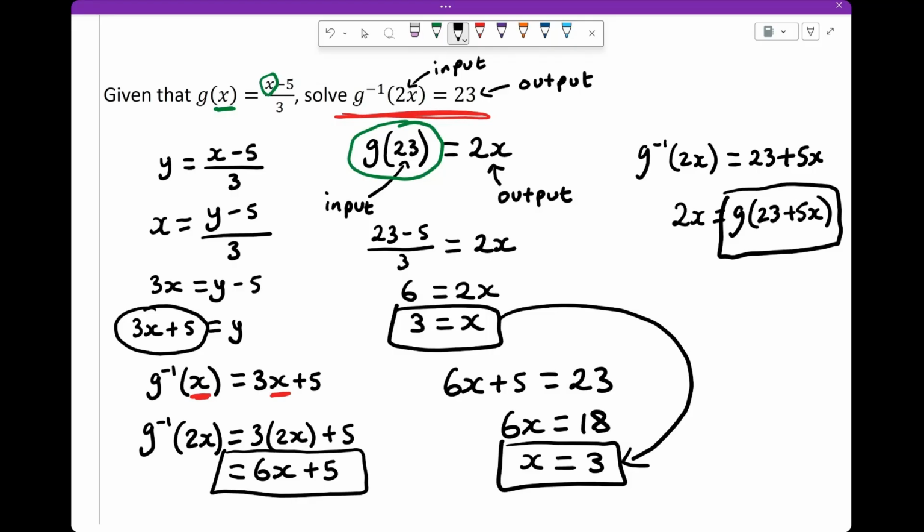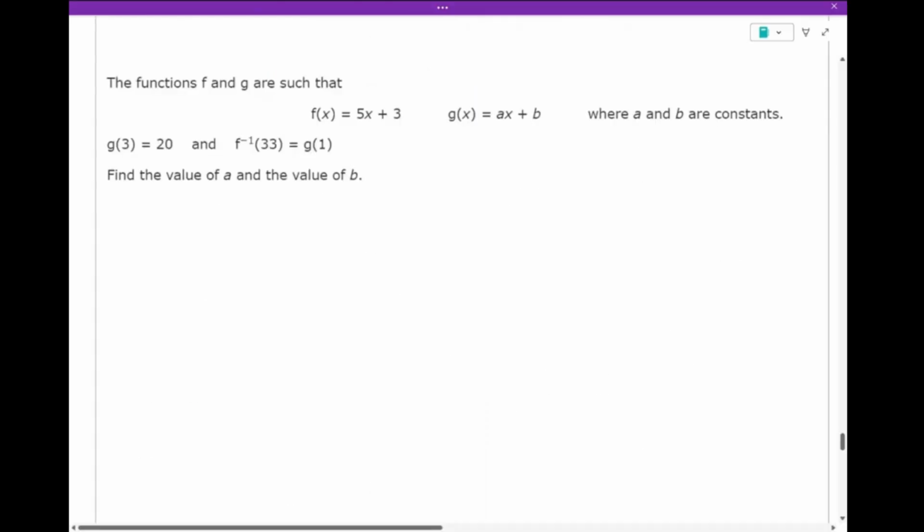Now let's have a look at an even more challenging question involving inverse functions and equations. So this is our question here. This time we're given two functions. We've got f of x is equal to 5x plus 3, and g of x is equal to ax plus b, and we're told that a and b are constants, so they're fixed numerical values. Now we're given two bits of information about our functions. g of 3 is equal to 20, and inverse f of 33 is equal to g of 1. So I'm guessing we're going to have to use that at some point. So we need to find the values of a and b.